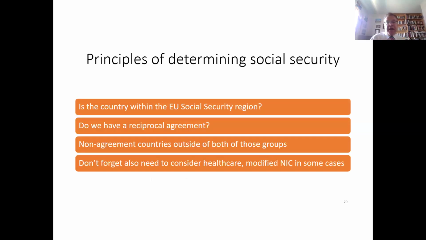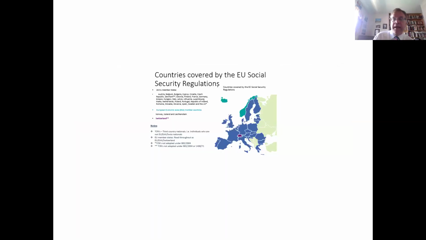In terms of the European Economic Area, what you look at is the country within the EU Social Security region, which includes Norway, Iceland, Liechtenstein, and the UK, which signed up to remaining within the system when it exited the EU. So we're looking at the EEA, which are the countries in green. We're looking at Switzerland, which is in purple, and the UK as being within the regime.